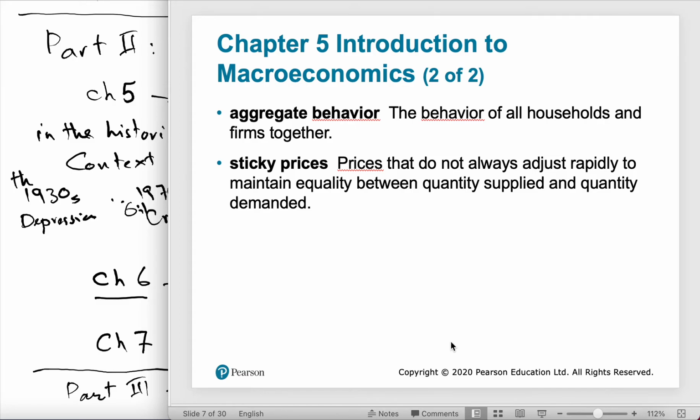So the aggregate behavior is the aggregate behavior of households, firms, and governments, and households, firms and governments of other countries. So these are what we mean. Imports and exports also.